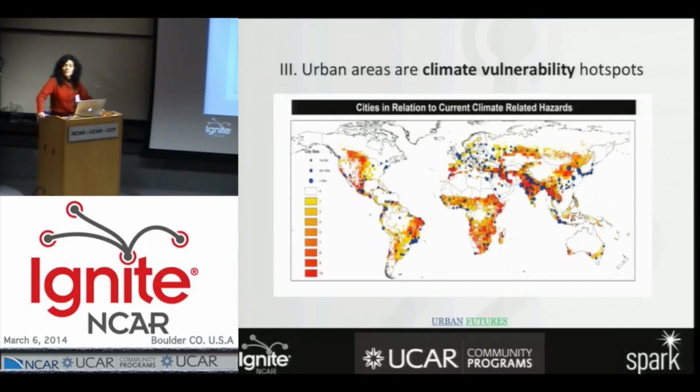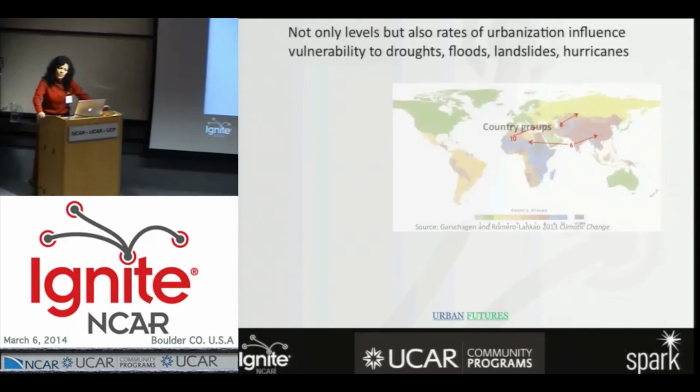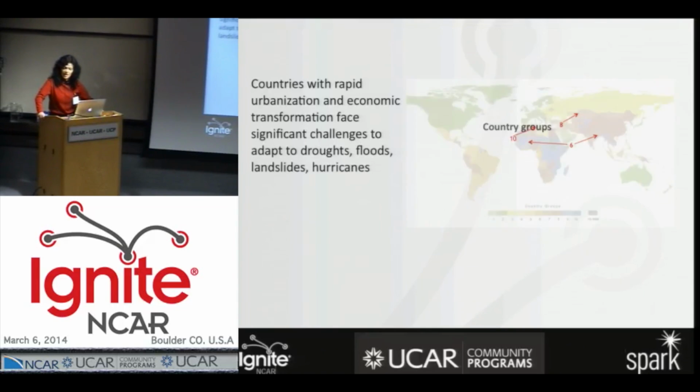Urban areas are also climate vulnerability hotspots. And we show that in this map that has received a lot of attention internationally. The map shows many of the more than 1 million cities, but it also shows the cumulative score of risk of exposure to cyclones, flooding, landslides, and droughts. It also shows that mostly cities from the south are more vulnerable to these hazards. We have found that not only the levels, but also the rates of urbanization influence the vulnerability of urban populations to droughts, floods, landslides, and hurricanes.